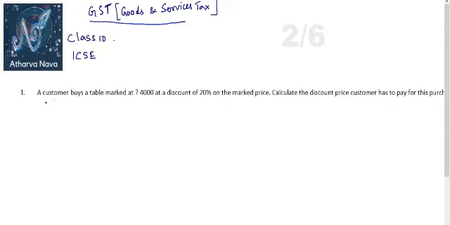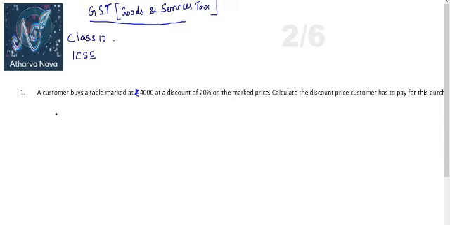A customer buys a table marked rupees 4,000 at a discount of 20% on marked price. Calculate the discount price customer has to pay for the purchase. That's the question. First, you have to understand the terminology: cost price, marked price or list price, selling price, profit, loss. These are the same terminologies which you have learnt in previous years. Same sense we will be using them.